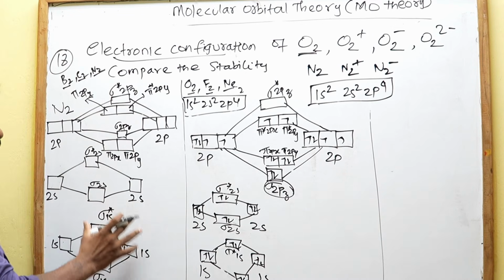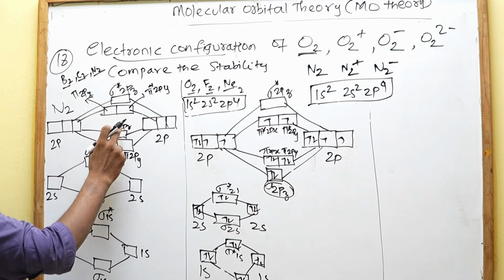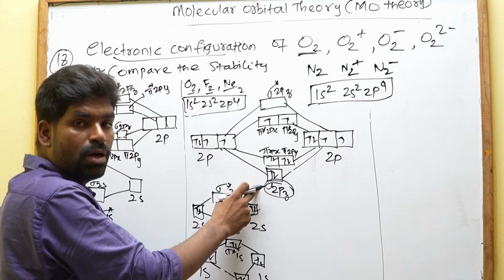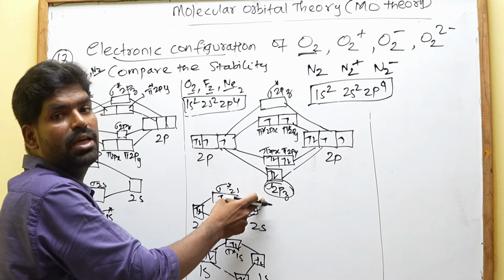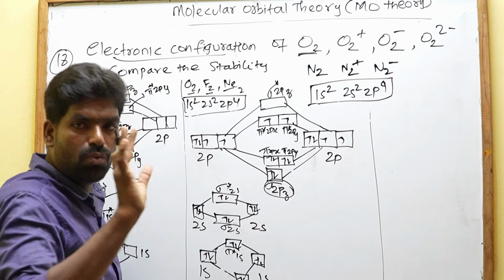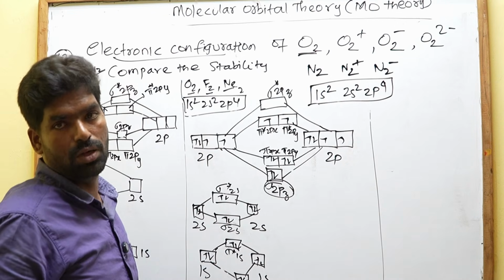The only difference is the placement of sigma 2pz. In difluorine and dineon cases, that sigma 2pz occupies a lower energy level compared to pi 2px and pi 2py. This is the only key difference between these two types of molecular orbital.